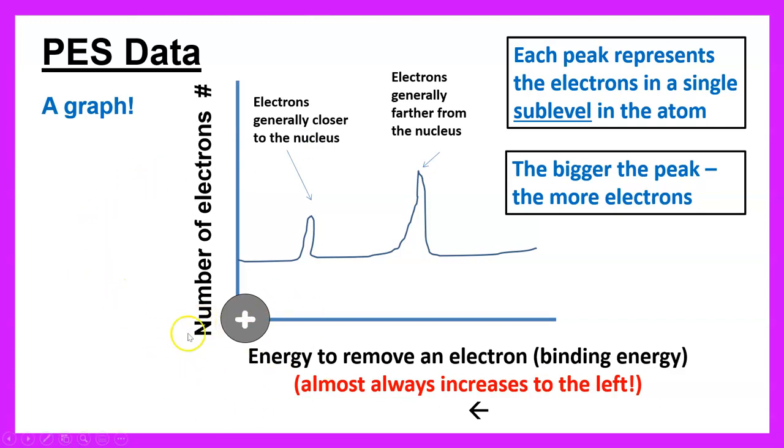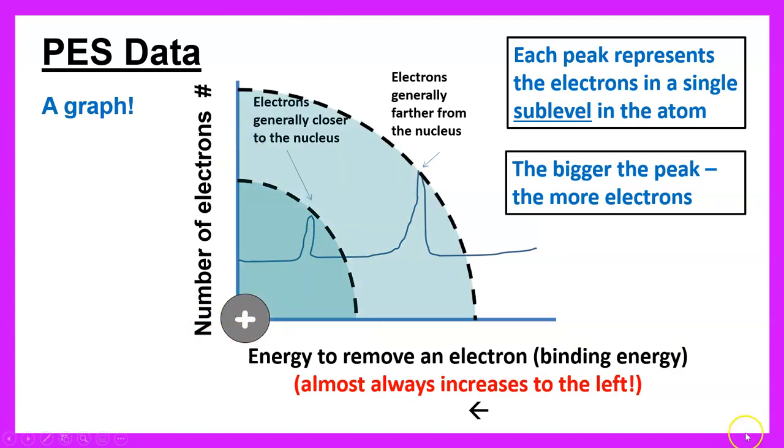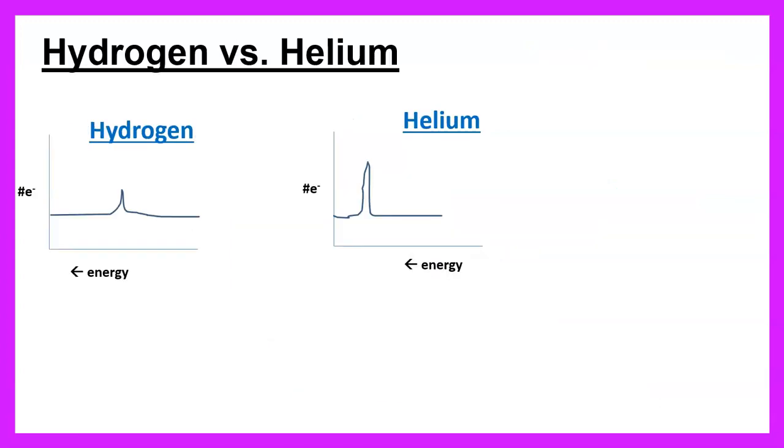If the left side is the high energy, you can imagine here as the nucleus. I like drawing these kind of quarter circles for each peak. It really helps my brain visualize that that's one step further away from the nucleus. You don't have to, it's just something I've always liked to do. We can use this data to identify elements or to explain how their binding energies relate to their atomic structure.